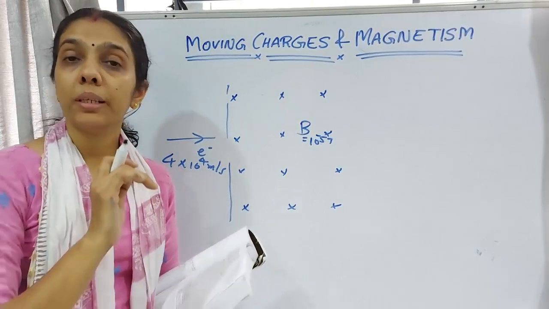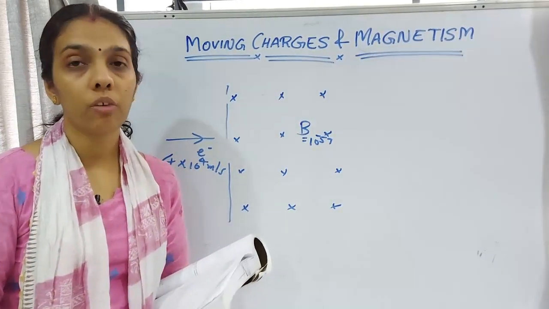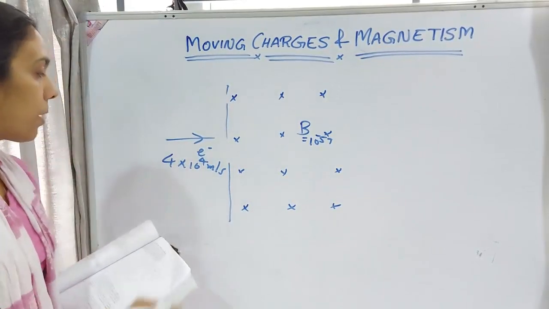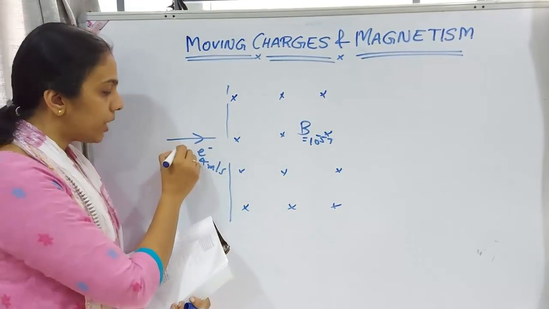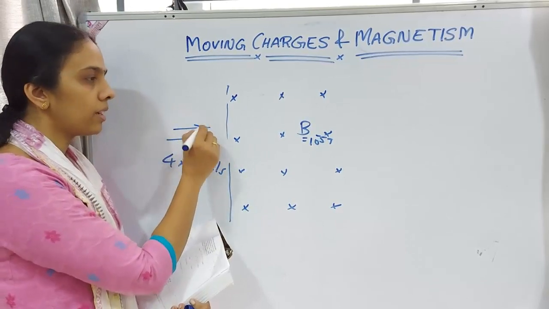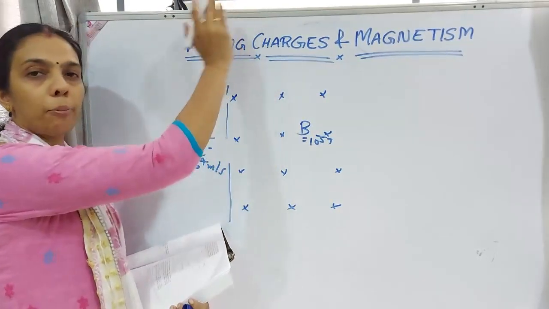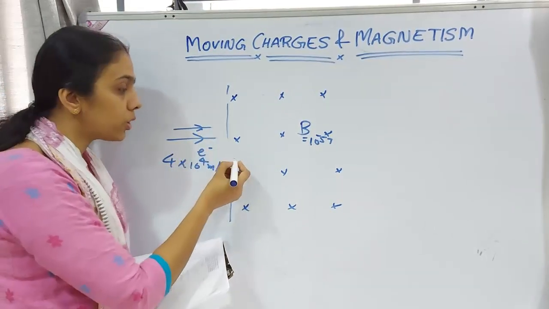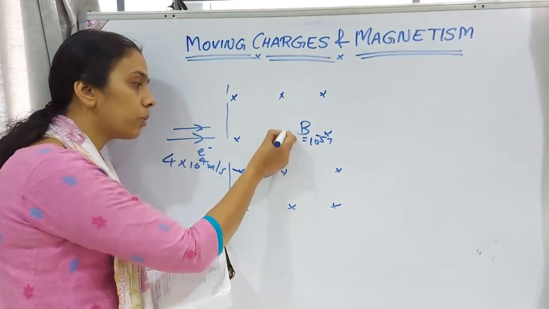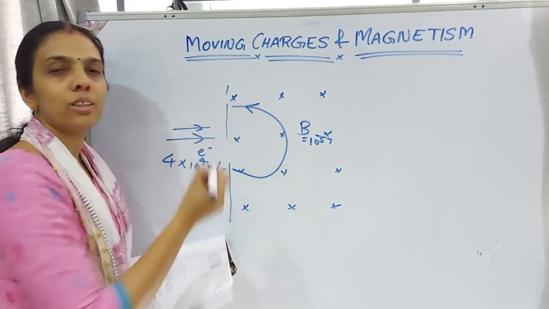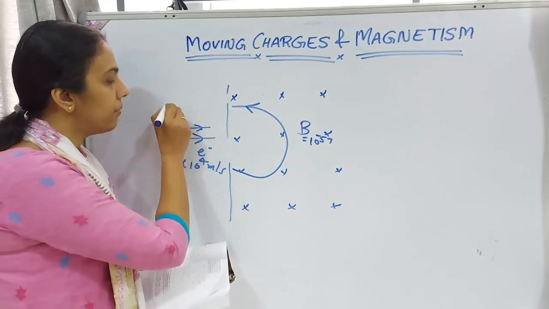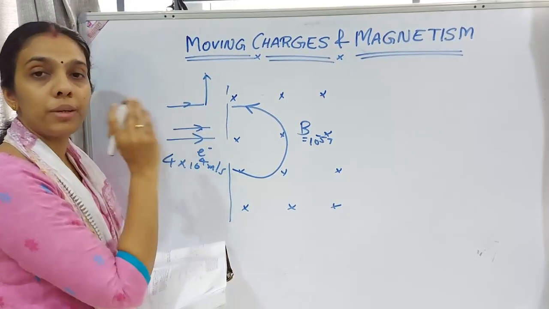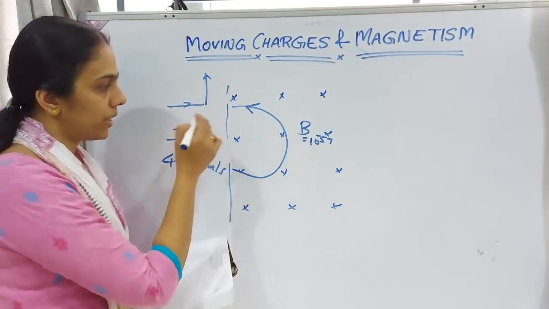So what will be the direction of movement of this electron? In which direction will it be moving? See, the velocity is like this and the field is acting in the upward direction. Using Fleming's left hand rule, we get that the electron will be moving in an anti-clockwise direction. V is here and B is acting vertically upward, so it will be moving in the anti-clockwise direction.